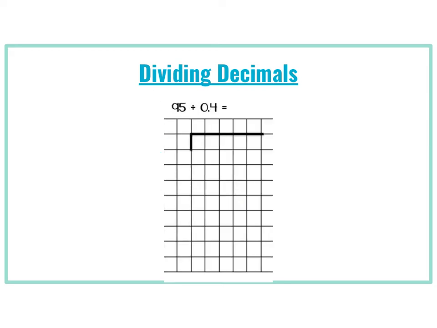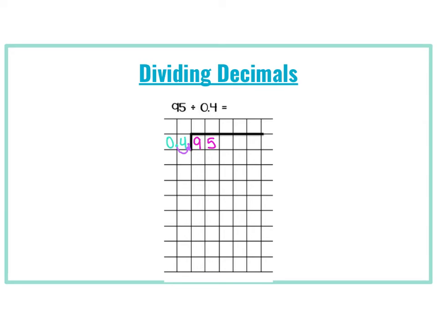This time we see 95 divided by 4/10. I'm going to write the 95 as my dividend and the 4/10 as my divisor. I need to move the decimal point over one space to the right in my divisor to make it a whole number, 4. So I also need to move my decimal point one space to the right in my dividend.